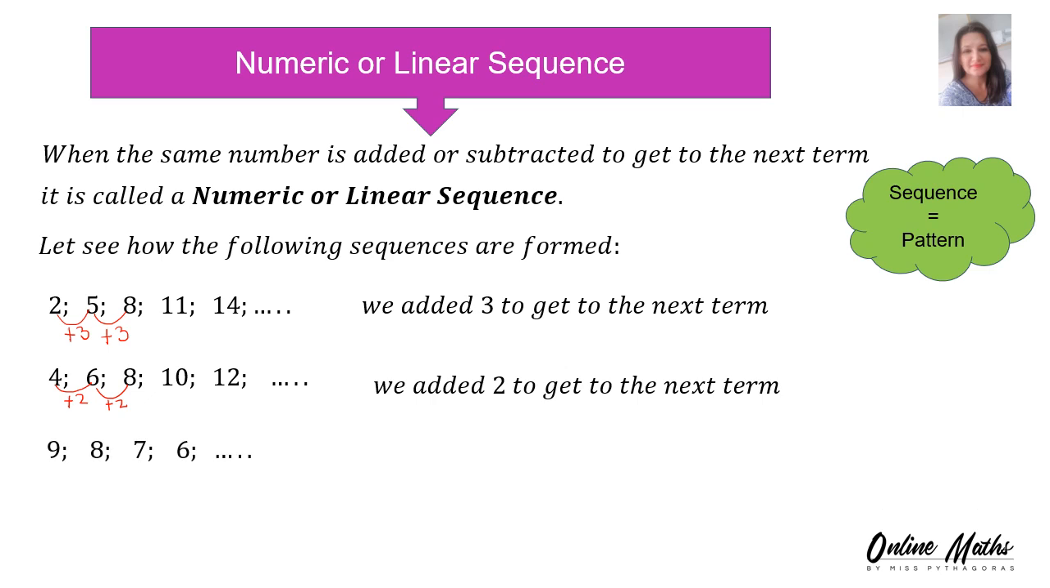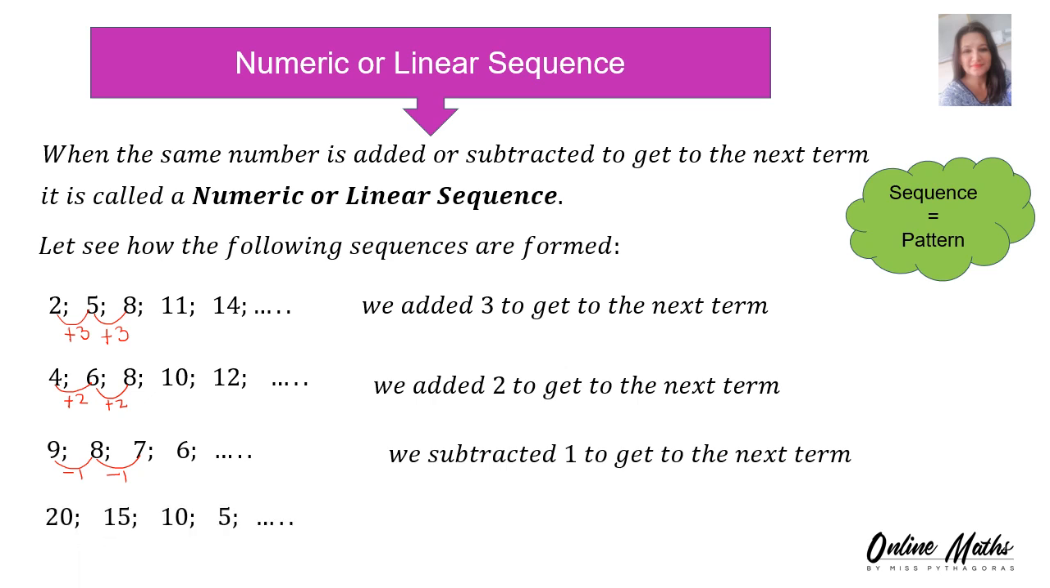In the sequence 9, 8, 7, 6, what can you see? To get from 9 to 8, we subtracted 1. To get from 8 to 7, we subtracted 1. Therefore, we subtracted 1 to get to the next term. In this sequence, 20, 15, 10, 5, to get from 20 to 15, 5 was subtracted. To get from 15 to 10, again 5 was subtracted.